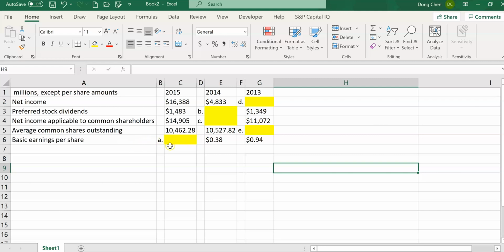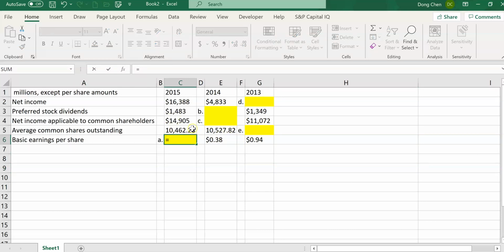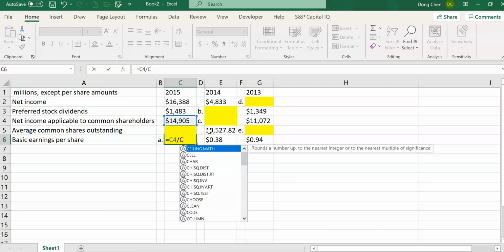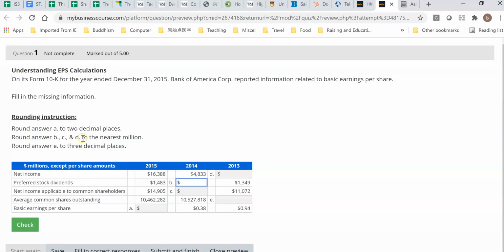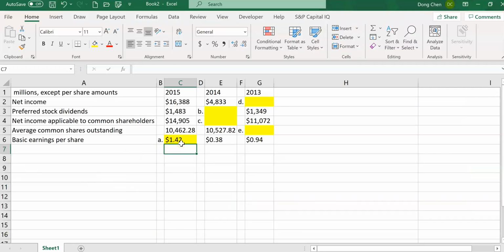Basic earnings per share is the net income, the aggregate earnings, from which we take out the dividends to preferred stockholders. That gives the earnings available to the common stockholders, and we're provided with the average common shares outstanding. So basic earnings per share can be calculated by dividing the aggregate net income applicable to common stockholders by the average common shares outstanding. Let me type that: C4 divided by C5. Then we go back to the rounding requirement for A, which is 2 decimal places. I think that's what I did here, so I don't have to do any further adjustment.